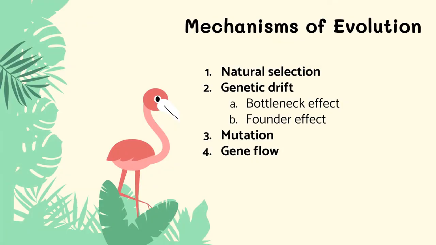So these are the different mechanisms of evolution that we will look into. The first one would be natural selection, then genetic drift and its two types, the bottleneck effect and the founder effect, then mutation, and gene flow.